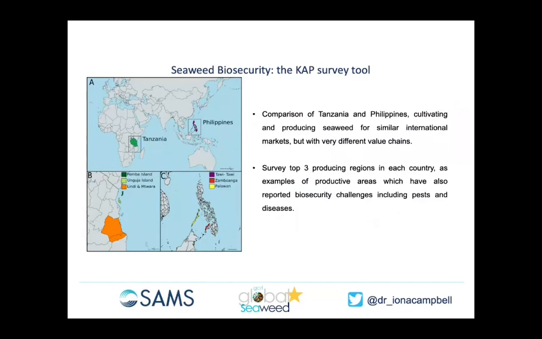The survey was designed to assess and compare biosecurity of red algae production, carrageenophyte farmers, between Tanzania and the Philippines. Both of these countries were producing seaweeds for similar international markets with very different national value chains. And the survey was spread over the top 3 production regions within each country as examples of the productive and active areas of farming, which have also been reporting challenges due to pests and diseases.